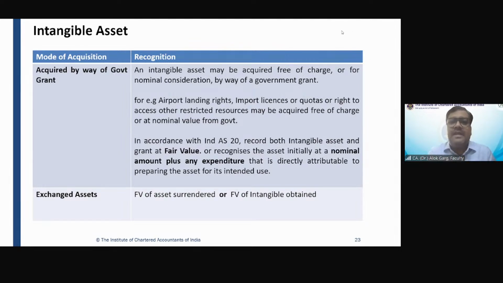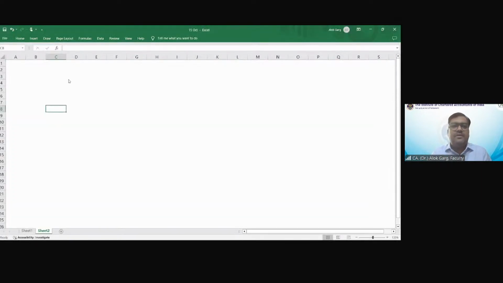Correct? Friends, let me take you to the Excel file and explain this concept with the help of one more example, and then I'll move to the next concept. So, intangible asset acquired by way of government grant. So students, I hope my Excel file is visible to everyone.